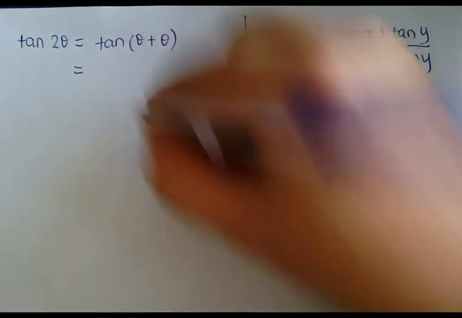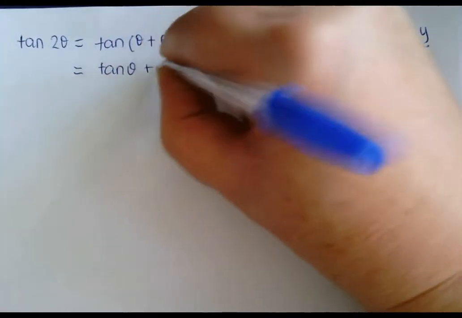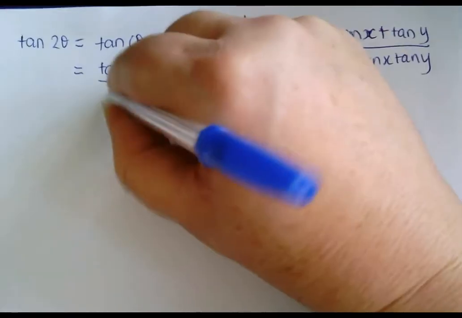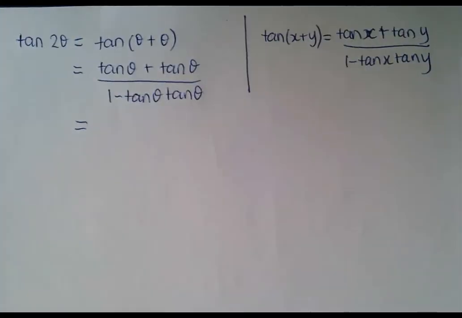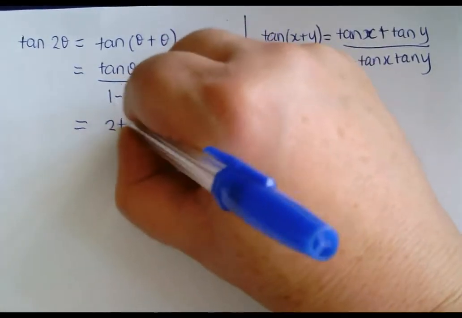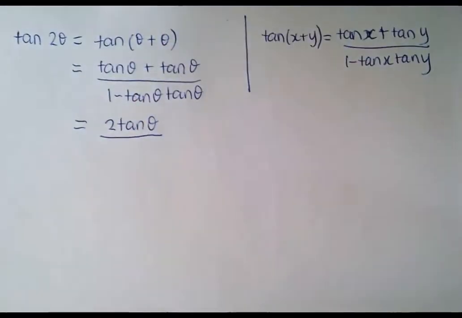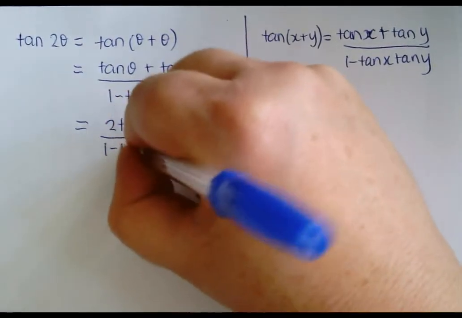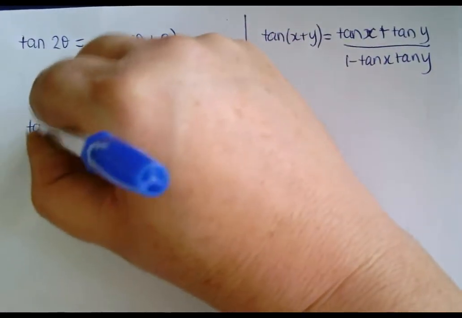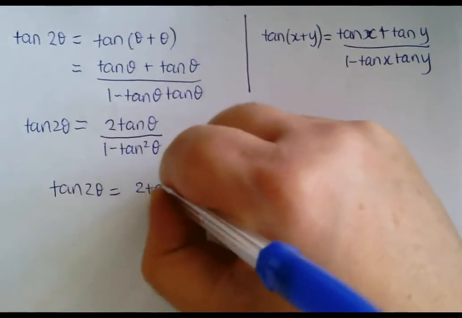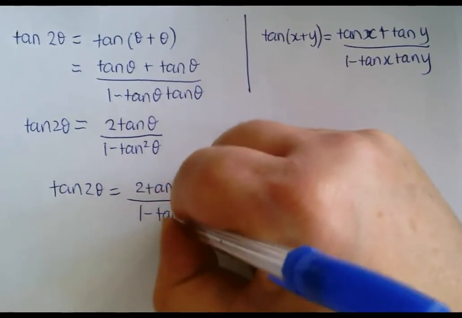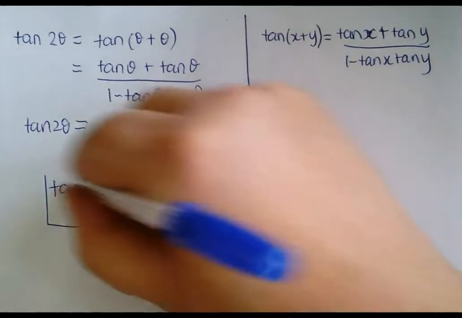Okay? Do the same thing again. Isn't that tan theta plus tan theta over 1 minus tan theta times tan theta, if x and y are the same. So what's that? So it's 2 tan theta over 1 minus tan squared theta. So that's what tan of 2 theta is. So that's our double angle result for tan of 2 theta. It's 2 tan theta over 1 minus tan squared theta.